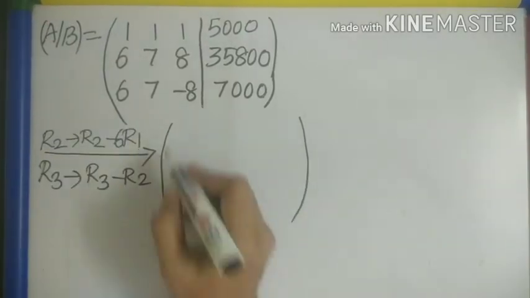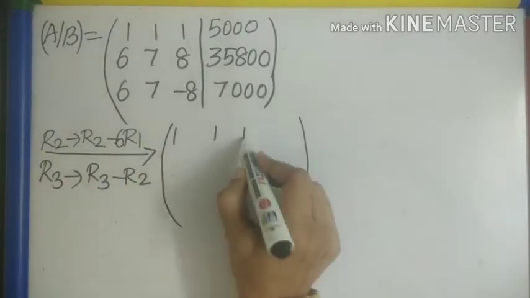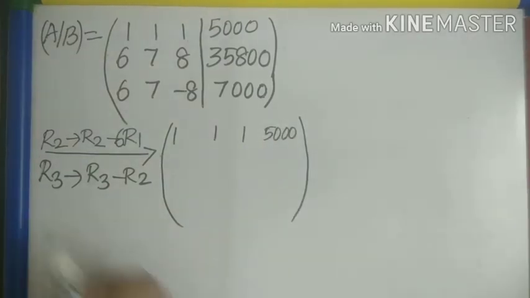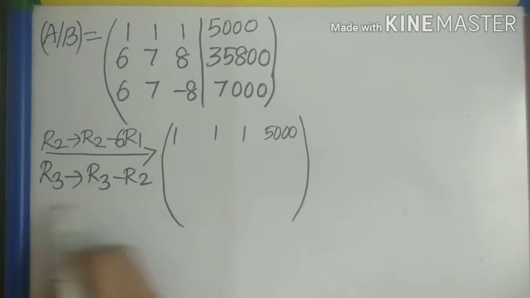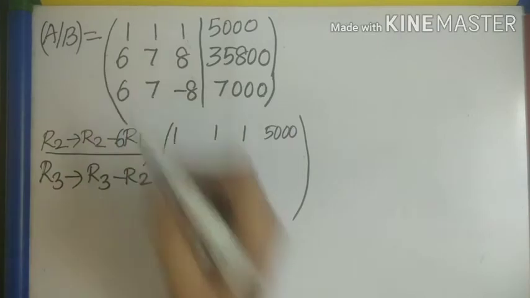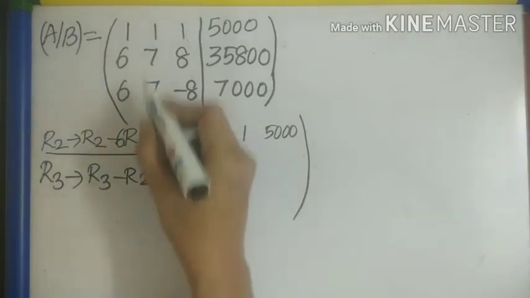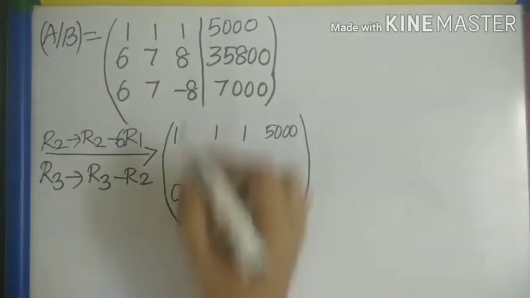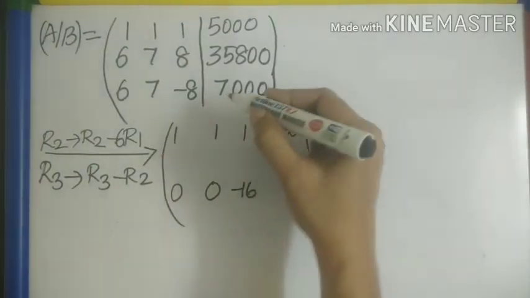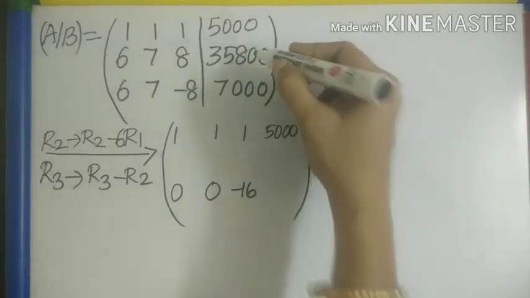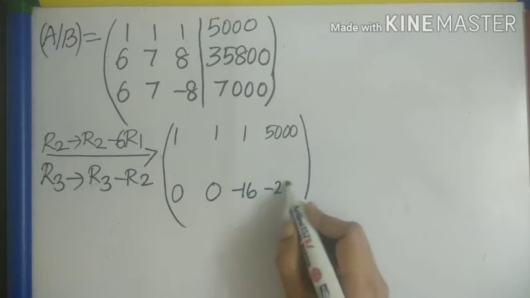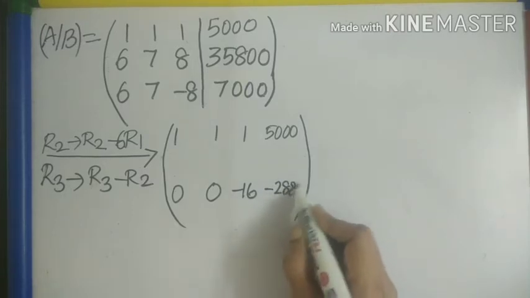Let us subtract first one. First row no change, write as it is. Second row. Before that we will do third row, that is easy for us. R3 minus R2. 6 minus 6, 0. 7 minus 7, 0. Minus 8, minus 8. It is minus 16. 7,000 minus 35,800. So it will be minus 28,800.